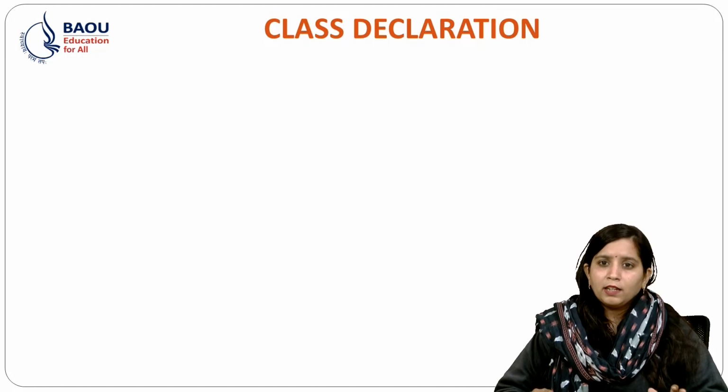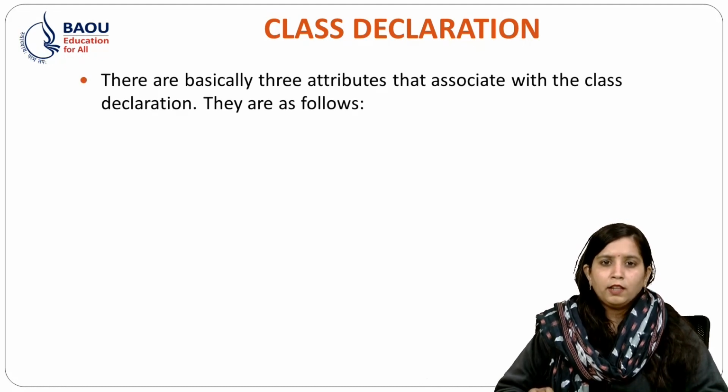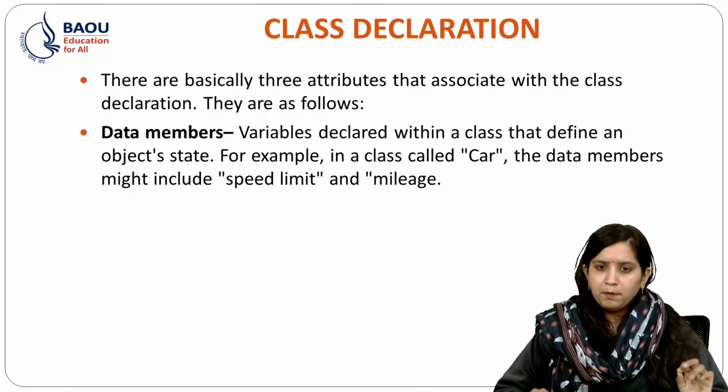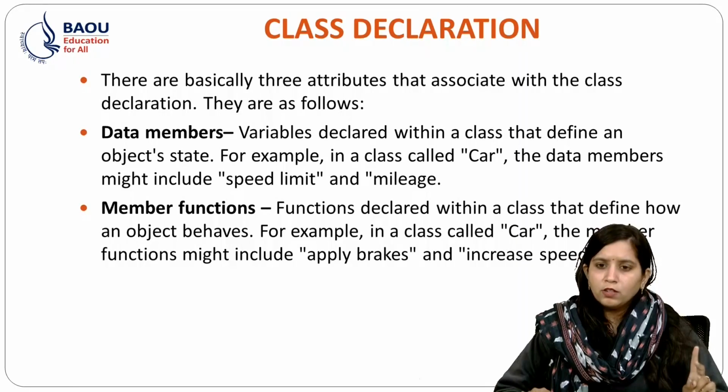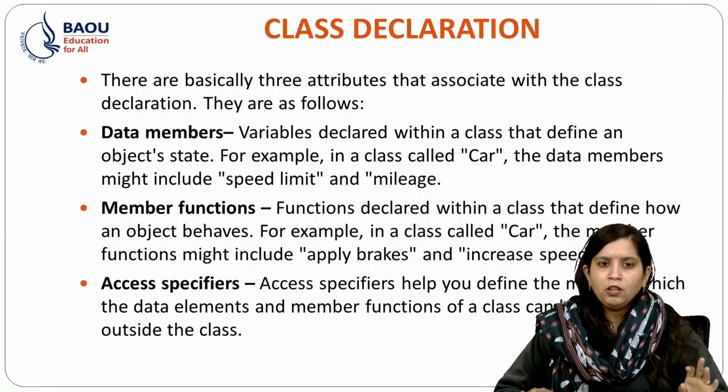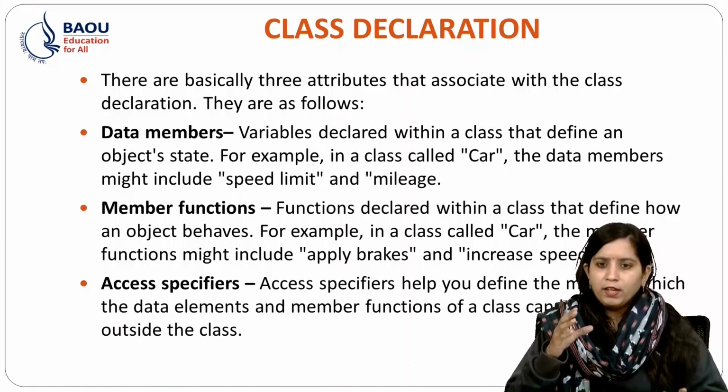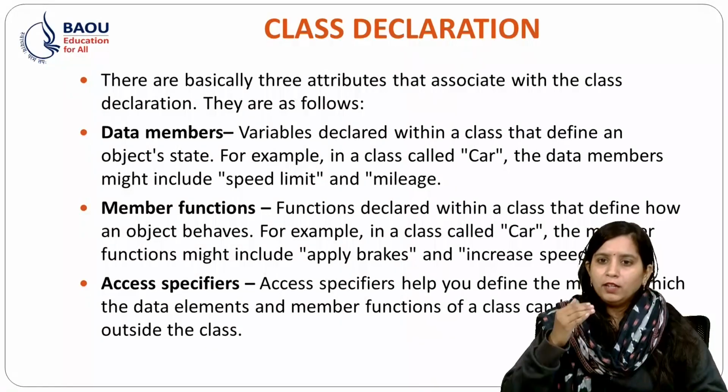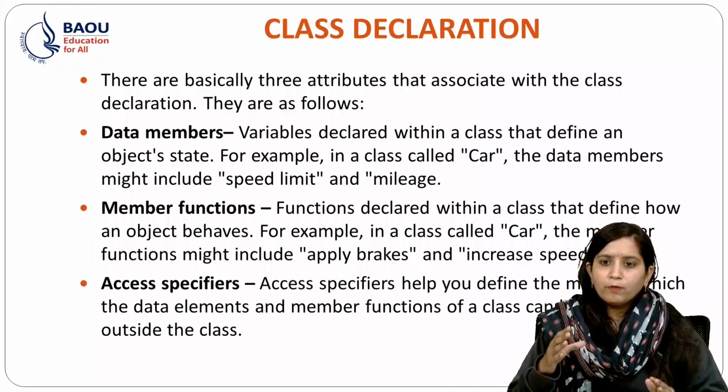Now let's see class declaration. There are basically three attributes that associate with class declaration. First is data members, then member functions and access specifiers. So what is data members? Variables declared within a class that define object state.